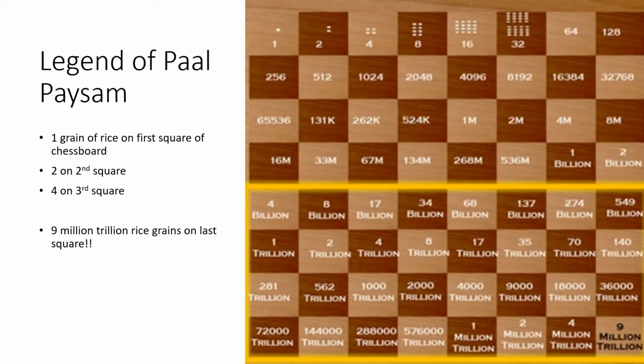Well, in fact, you'd end up with a lot more than you probably thought. You end up with 9 million trillion rice grains on the last square. You see 1, 2, 4, 8, up to 9 million trillion. So the exponential model can cause growth at a very rapid rate, and you can see how it's growing more and more rapidly as the value itself is getting higher.